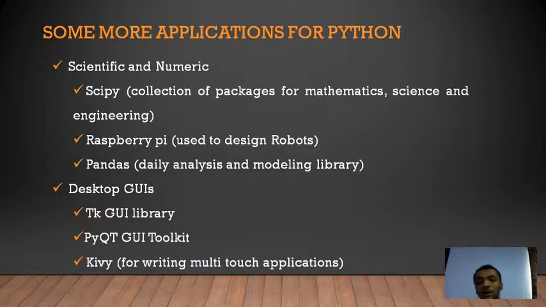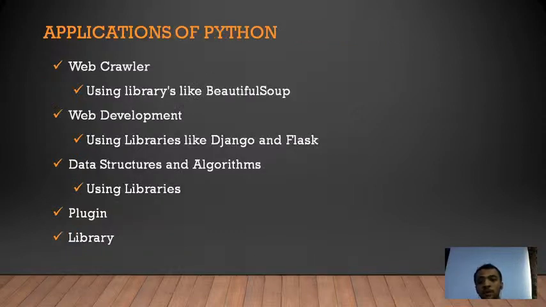Now Pandas is a data analysis and modeling library. It is used in machine learning and AI. Now desktop GUIs, Tkinter is a library which is used to develop desktop GUIs. There is also the PyQt GUI toolkit, which is also used to develop desktop GUIs, and Kivy for writing multi-touch applications. Now web crawler, using libraries like Beautiful Soup, which we have discussed before, we can do web crawling. Now web development, we have seen Django and Flask, which are used for web development.